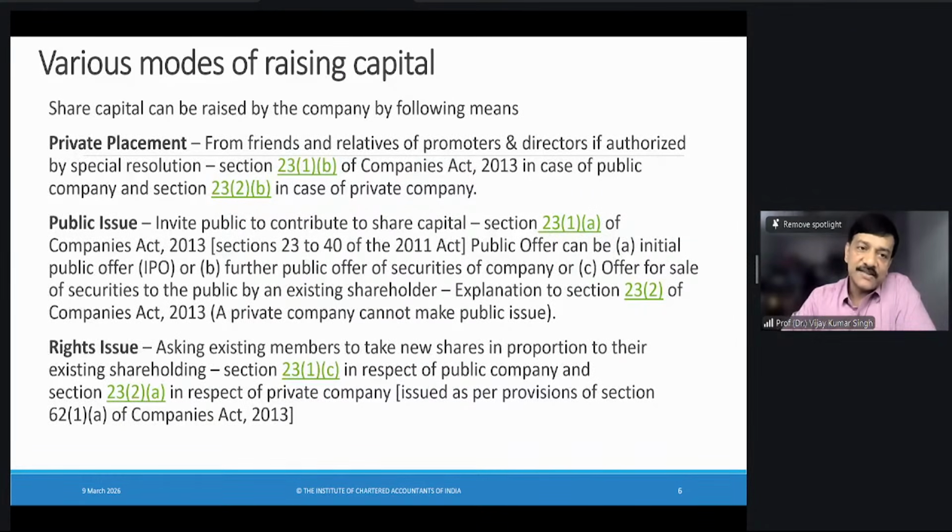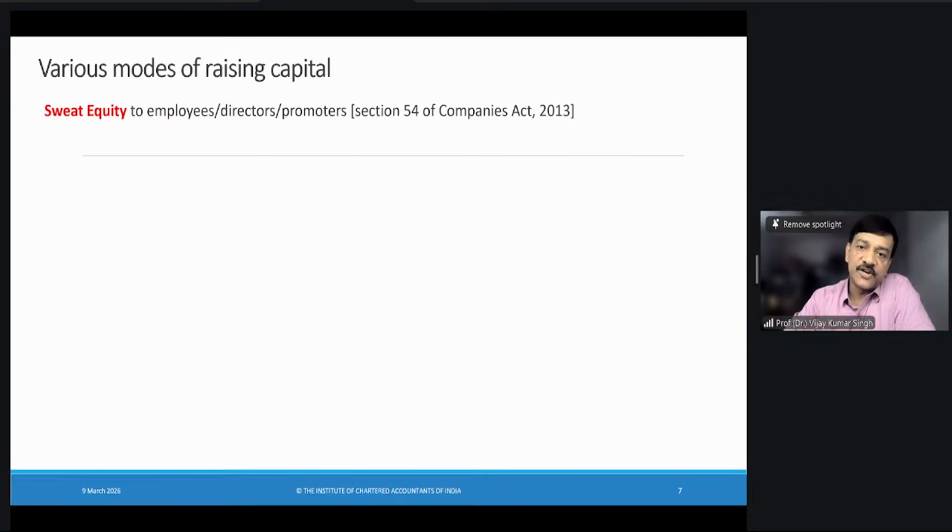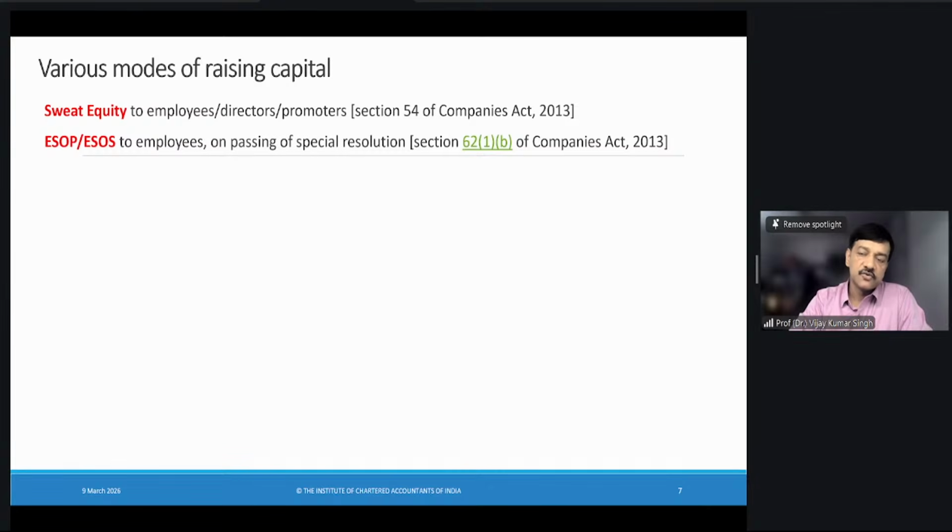Now, other than this, there are other modes as well for raising the capital, like, for example, sweat equity to employees, directors or promoters. This is a way of issuing shares to the directors or employees in lieu of their service or in lieu of the work which they have done; that is referred to as sweat equity shares. So this is also a kind of contribution by these people, and on the basis of that you are giving the shares. You don't get money actually, but you get it in kind, the service or loyalty of the people who are serving you.